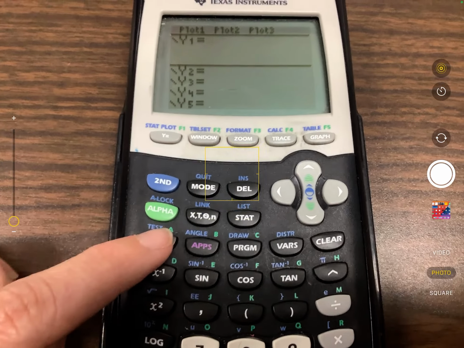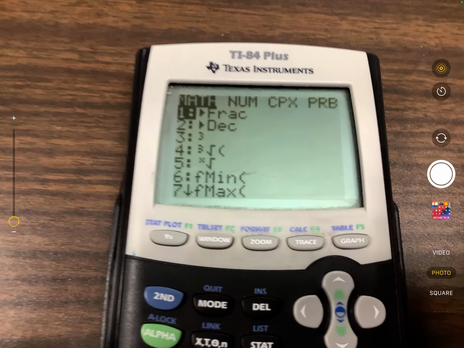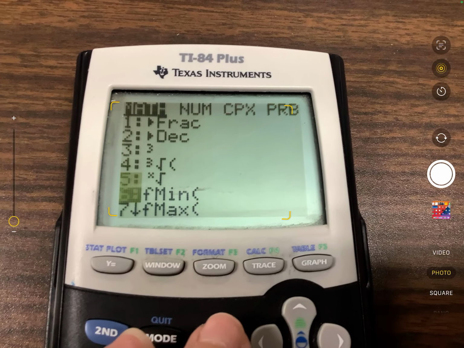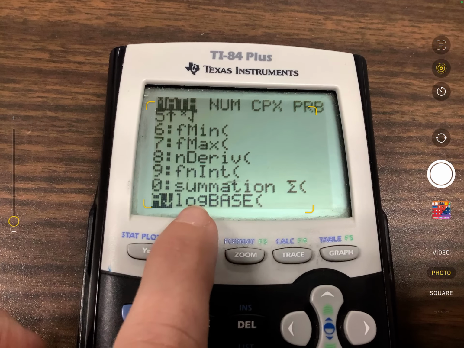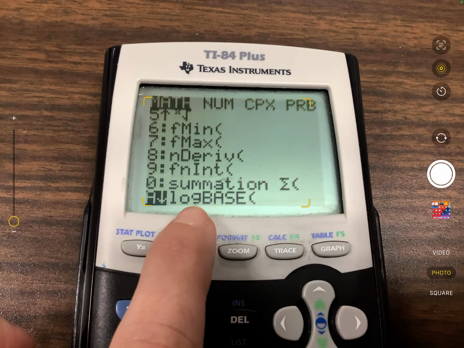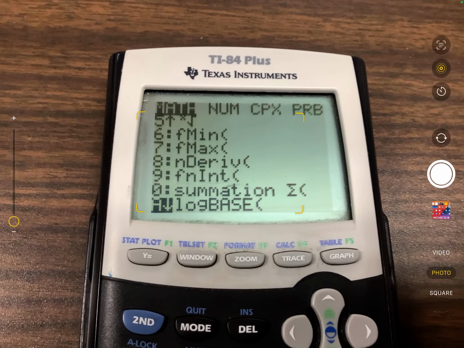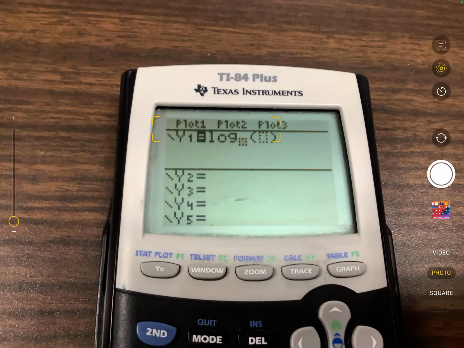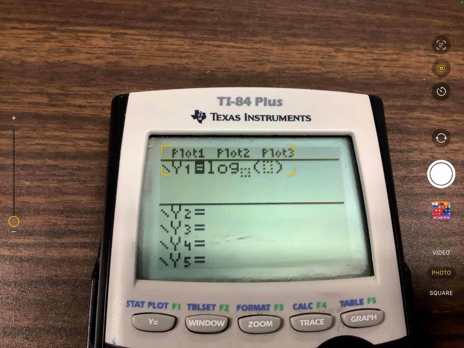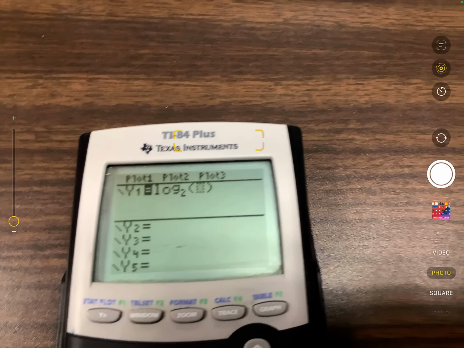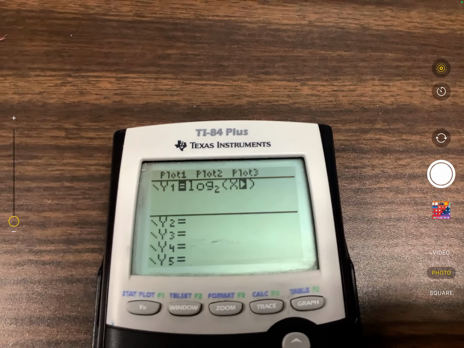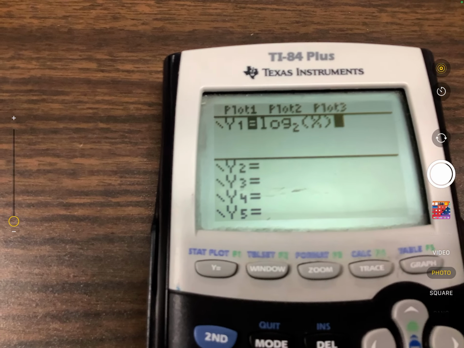So I'm going to go to the math button. And if you go down, notice it says A, log base. So I'm going to go ahead and press that A there. Notice it gives me a log, and I can put whatever base I want. So I want the base of this log to be 2, and I'm taking log base 2 of x. So put an x there. That's exactly what we have here.